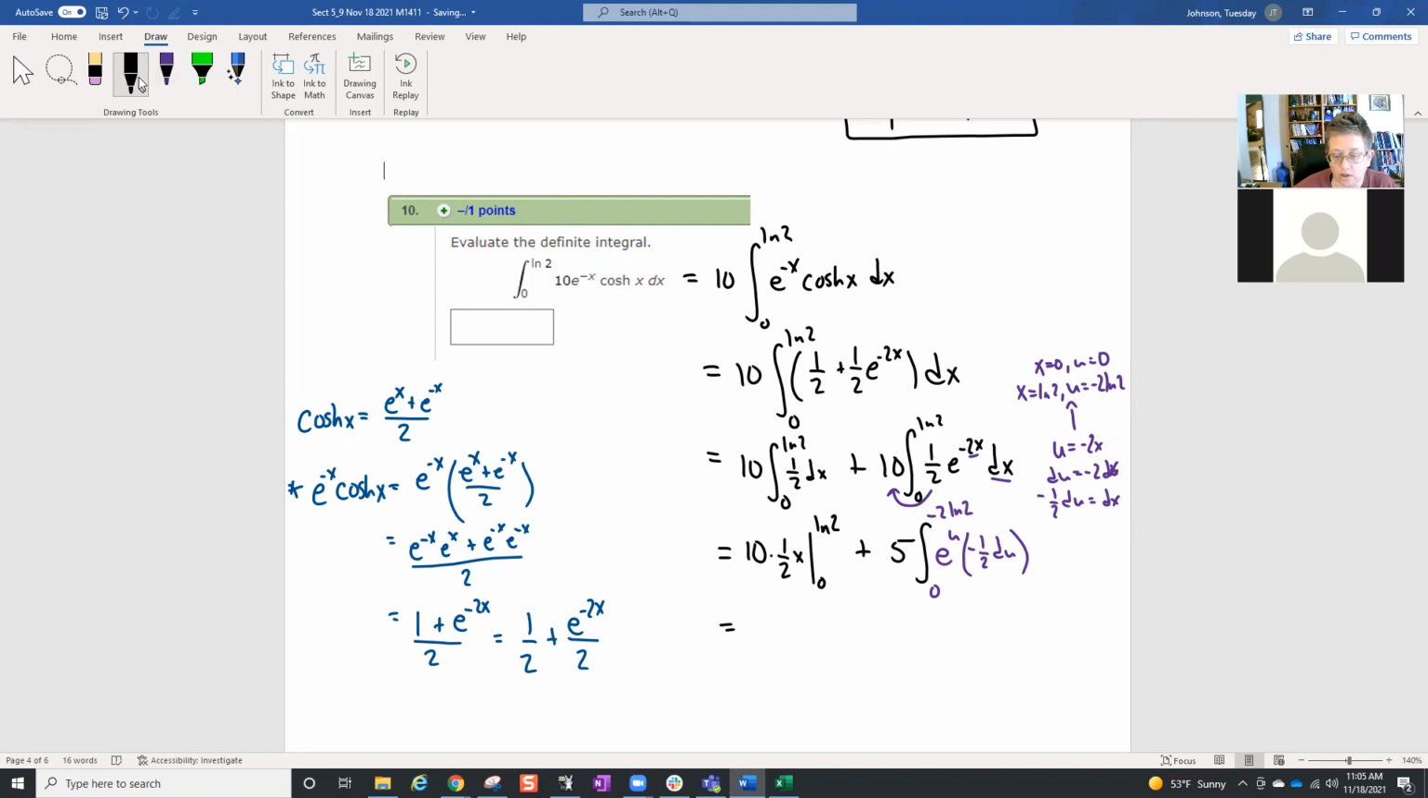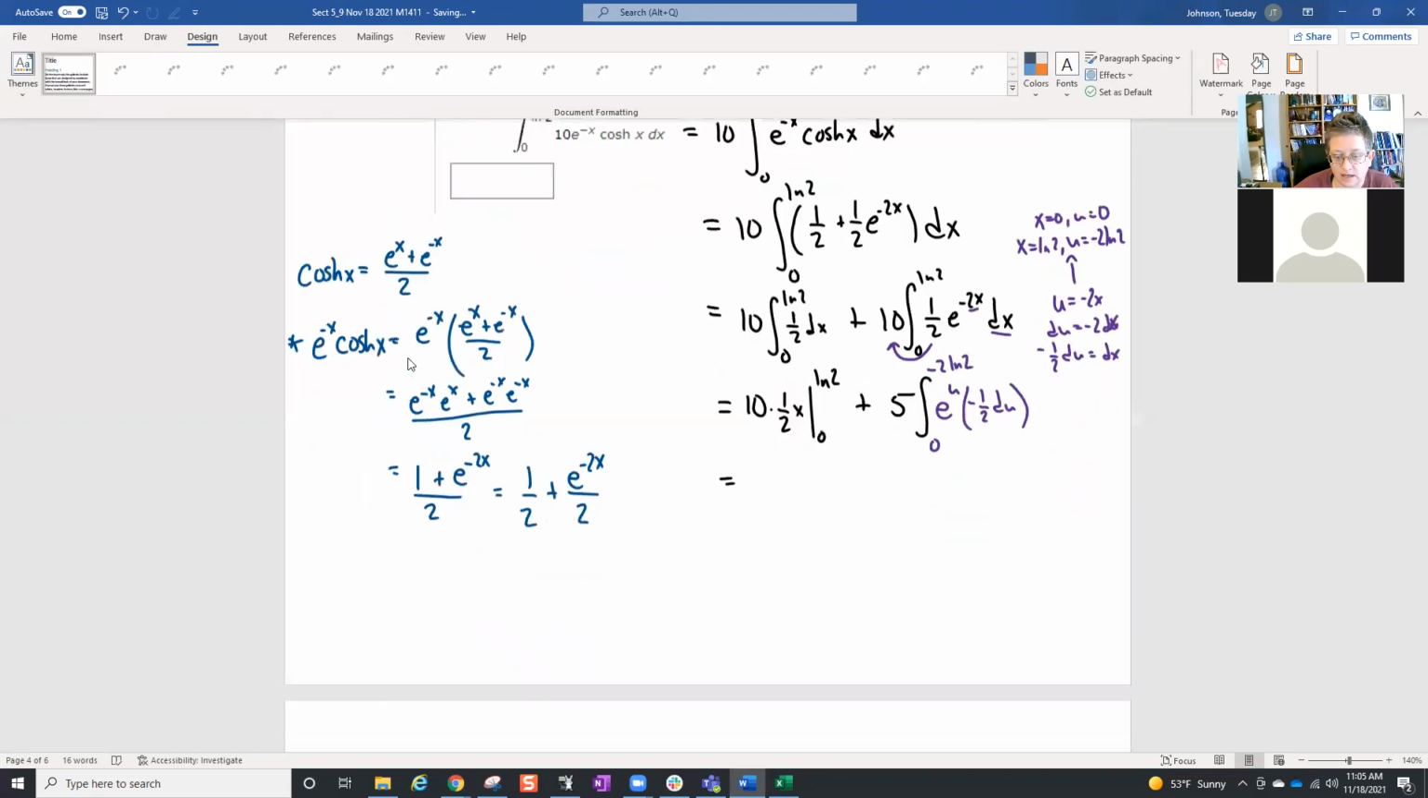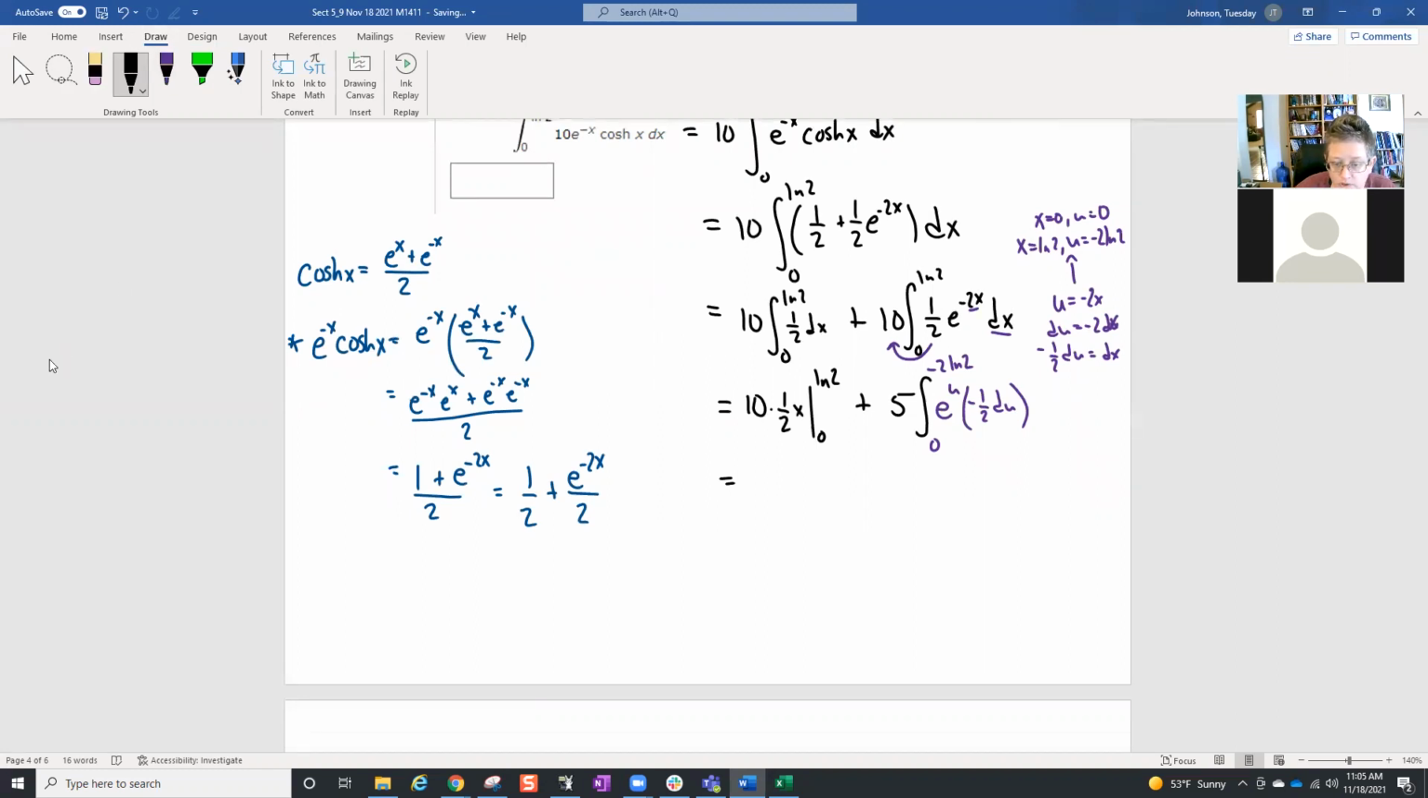All right, but we're still working, right? We're working on 2 of these at the same time. We're almost out of paper. Hopefully that means we're almost done. So this is a 5x evaluated from 0 to natural log of 2. Remember, because we took care of that integral without substitution, its limits didn't change. That's why I'm looking at these separately, so I don't get so confused.